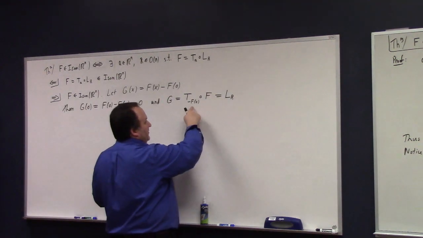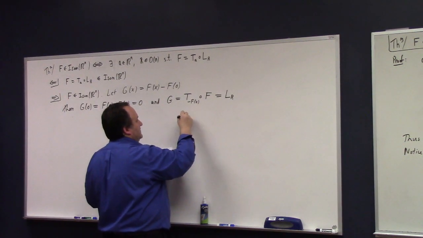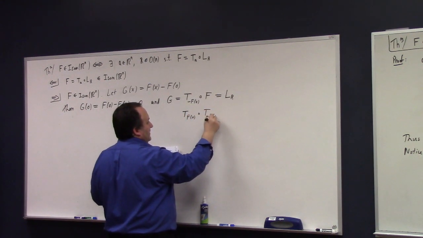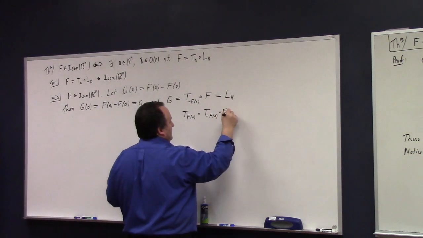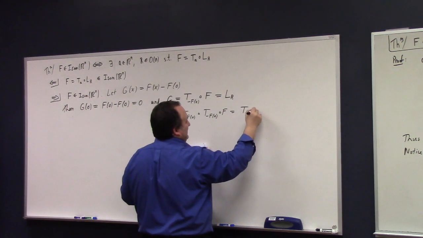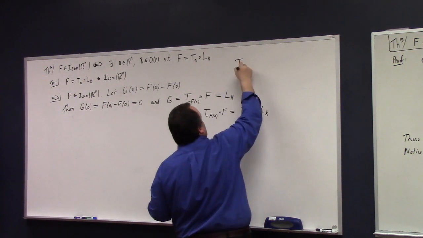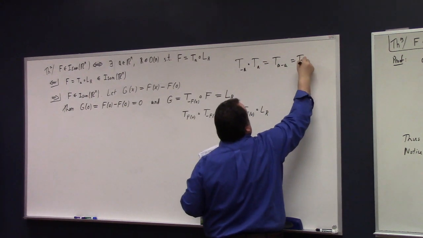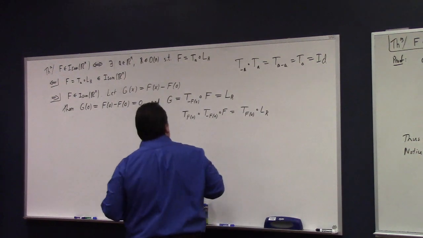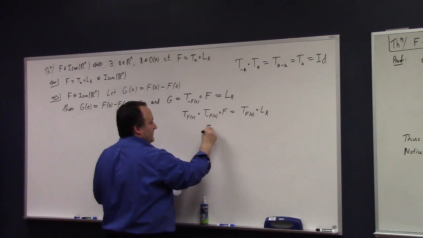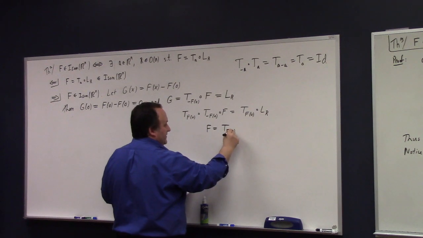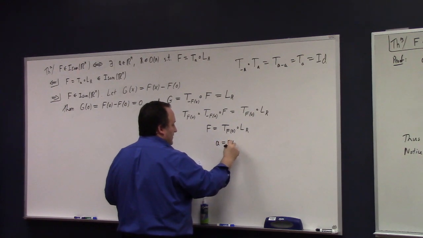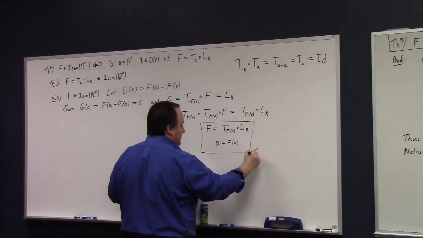Consequently, if we compose, what's the inverse of a translation? What inverse, though? So here's the deal. T of minus a composed with T of a is equal to T of a minus a, which is T of 0, which by the way is the identity. My point is that these guys cancel, and we're just left with F is T of F of 0 composed with L sub r. In other words, A is equal to F of 0, and we're done.